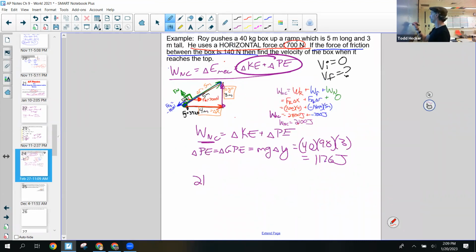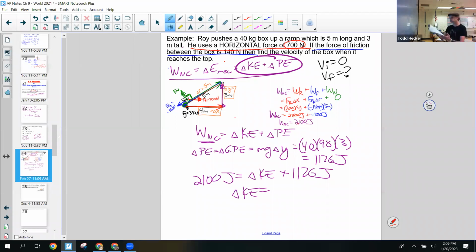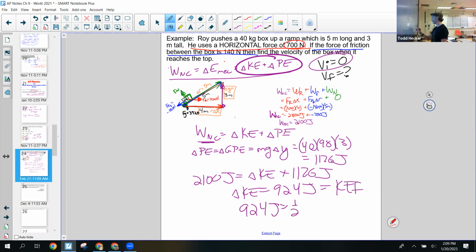So 2,100 joules of non-conservative work is our change in KE plus 1176, the change in GPE. So the change in KE, if you figure it out, gives you 924 joules. And since we began at rest, this is just my final kinetic energy. So now I just do KE equals 1/2 times m times v squared, and you get a velocity of 6.8 meters per second. All right, so there we go.